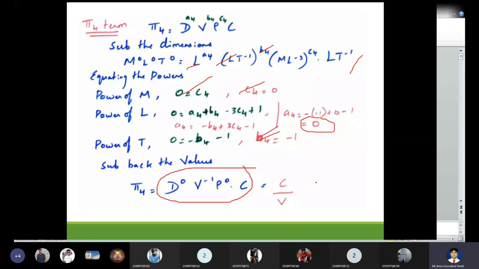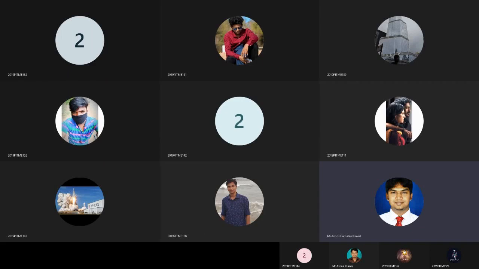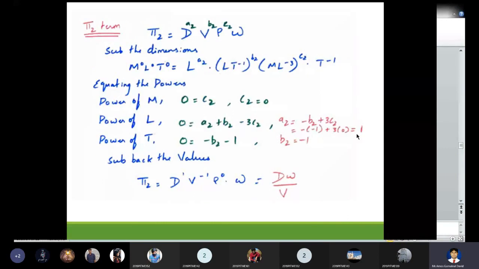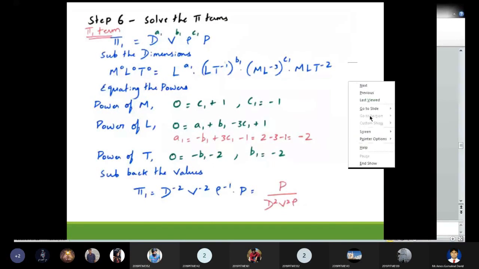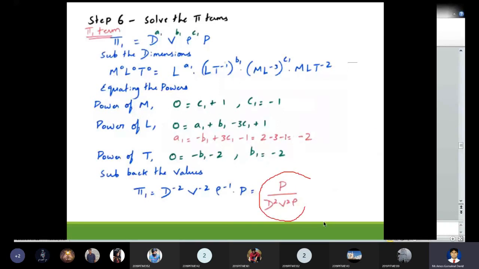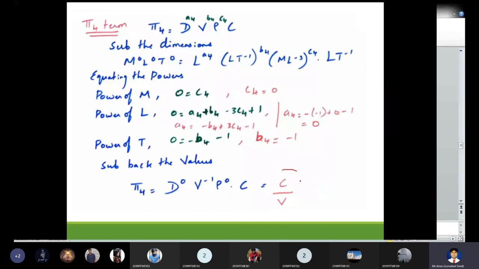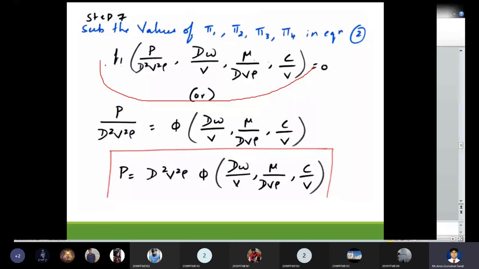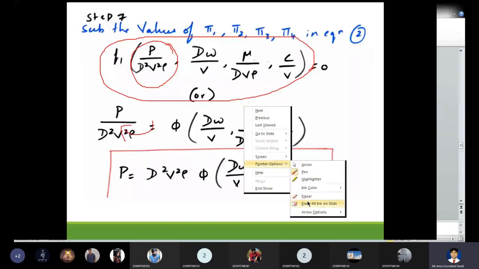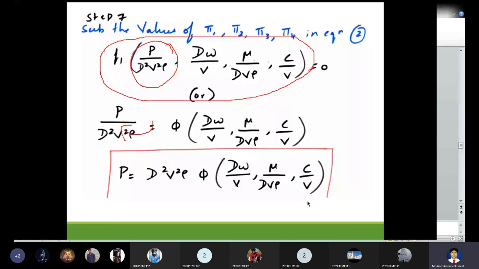Now what I'm going to do is take all the pi terms that I've just found out and put them together. I'm just circling them: pi 1, pi 2, pi 3, and pi 4. I'm going to put all of this into one equation, f1 equal to 0. Then I'm going to take the first pi term and put it on the left hand side. Why? Because this is what I have to find out.